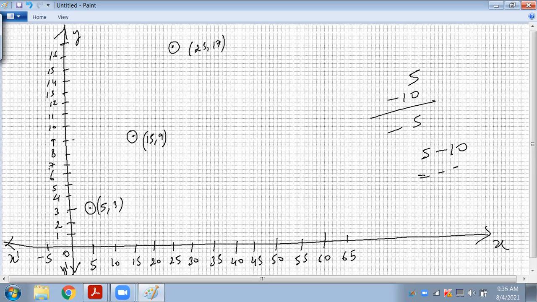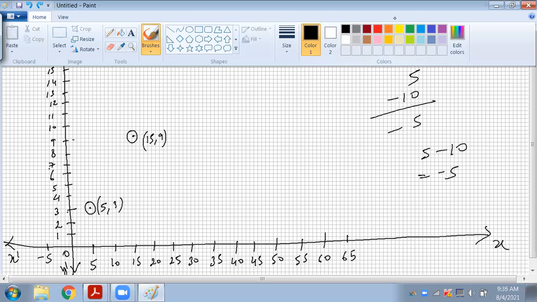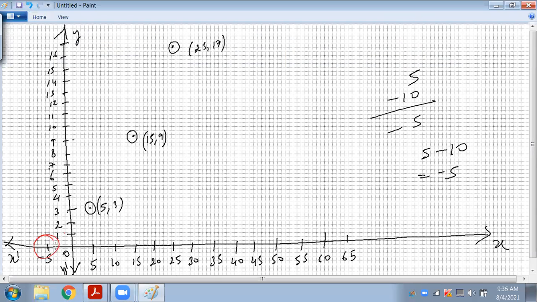And where will minus 5 be? It will be on the left side. So the first point we are going to join with that.